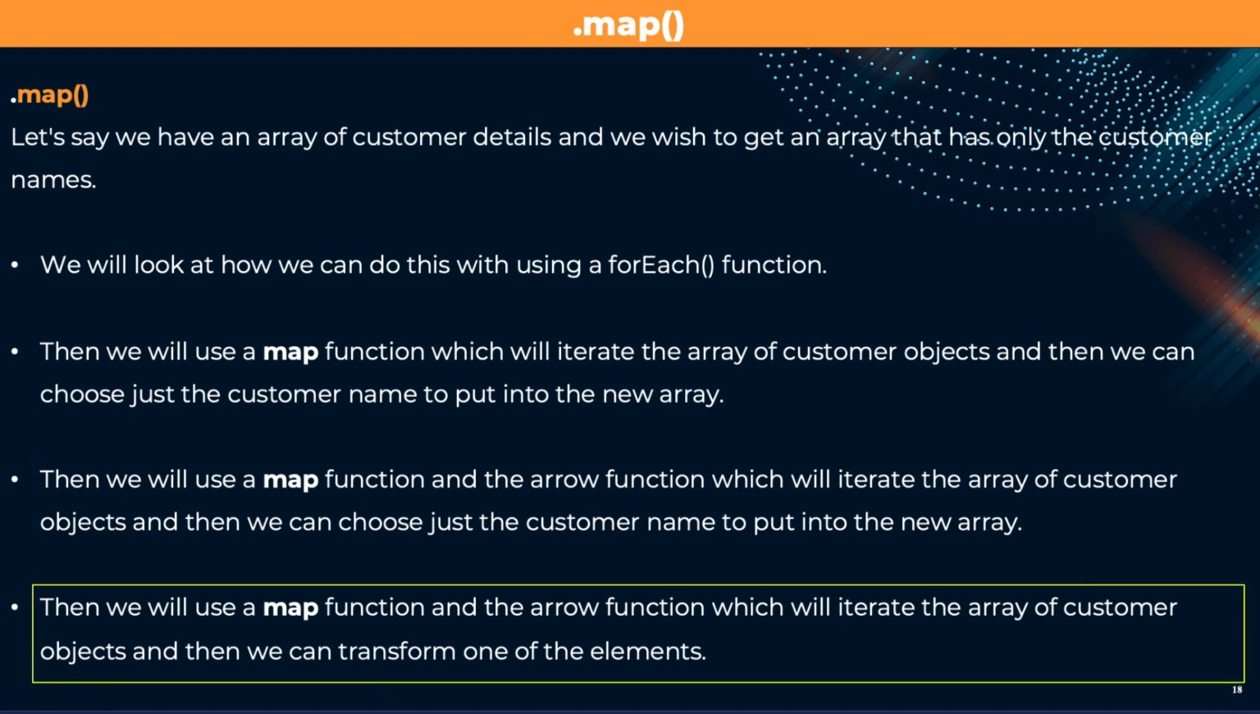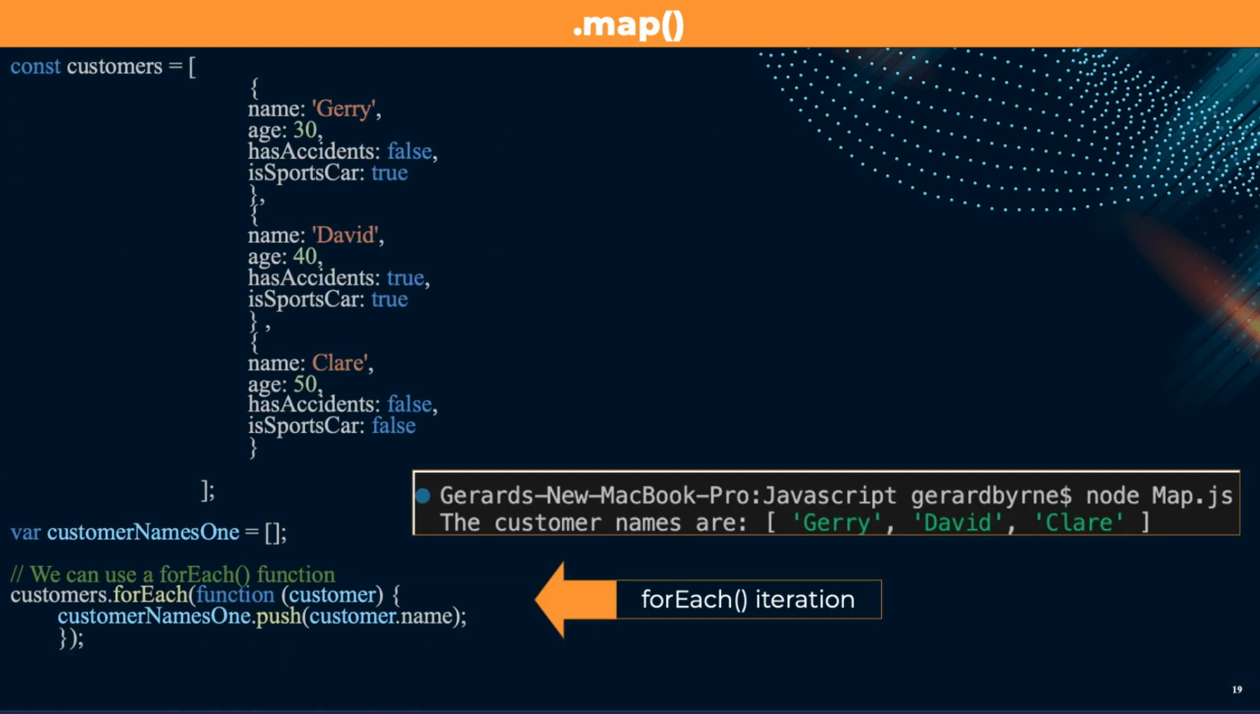And then we will use a map function and the arrow function, which will iterate the array of customer objects. And then we can transform one of the elements. So for example, we could take the age and add 1 onto it. So the map function will give me the same number of items.